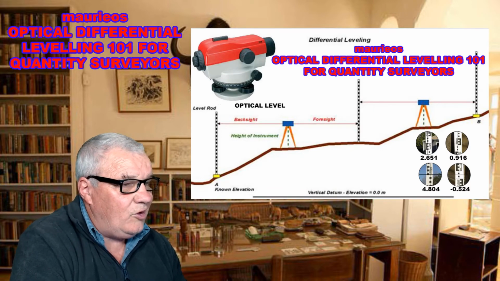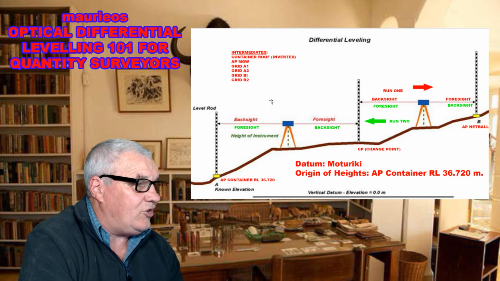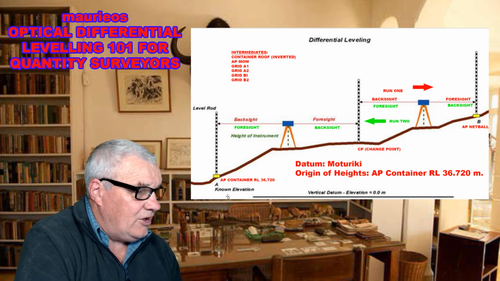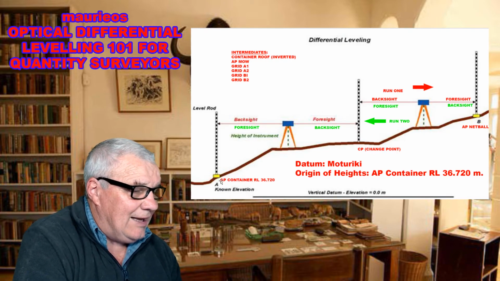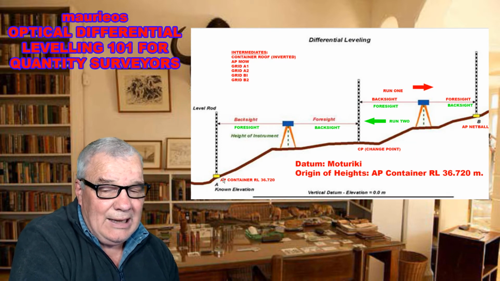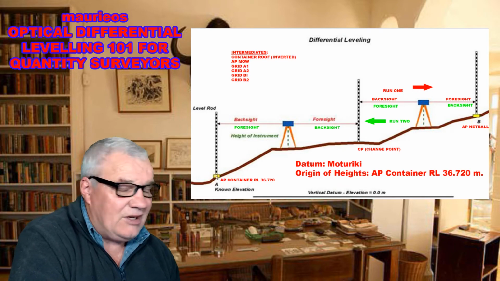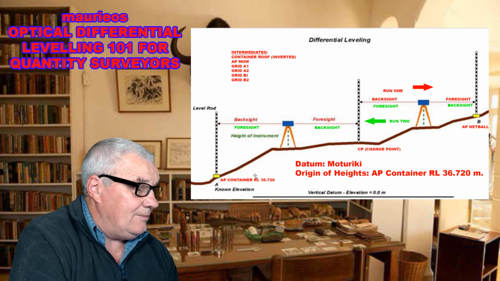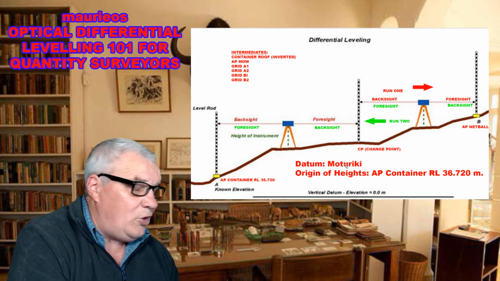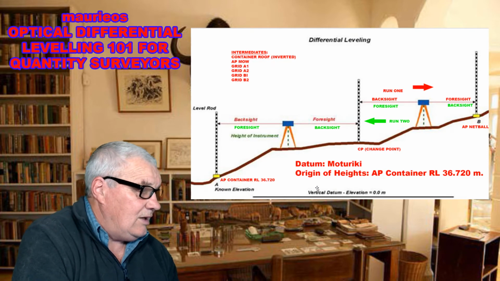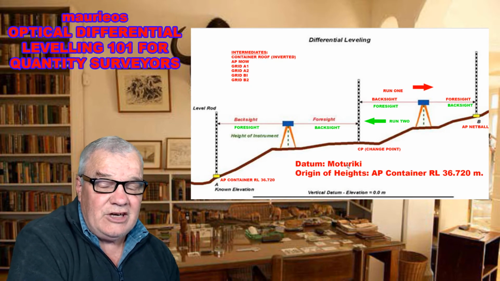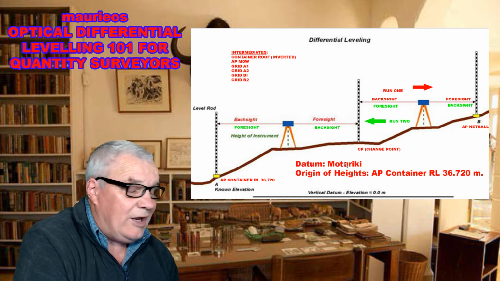So this slide here is the situation that we're going to look at. Now our task is that we have an AP, which is an aluminium plug or a drive pin, by the container where the gear is, and it's got a known height in terms of a known datum. So the datum is the Moturiki datum. That is the datum that is used here in the Waikato.